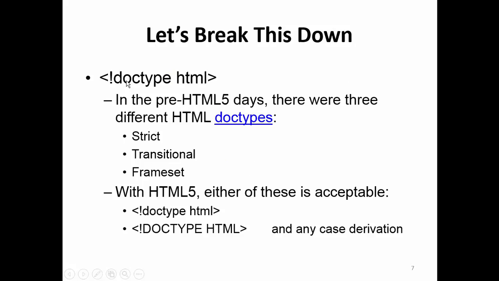The first line says Doctype HTML. Back in the olden days, before HTML5, you had a very long Doctype statement because it had to say whether or not you were going to be using a strict Doctype, a transitional Doctype, or a frameset Doctype. The difference between these is if you used a transitional Doctype, then any of the HTML tags that have been obsoleted, or as we refer to them, deprecated for HTML5, couldn't be used if it was strict.